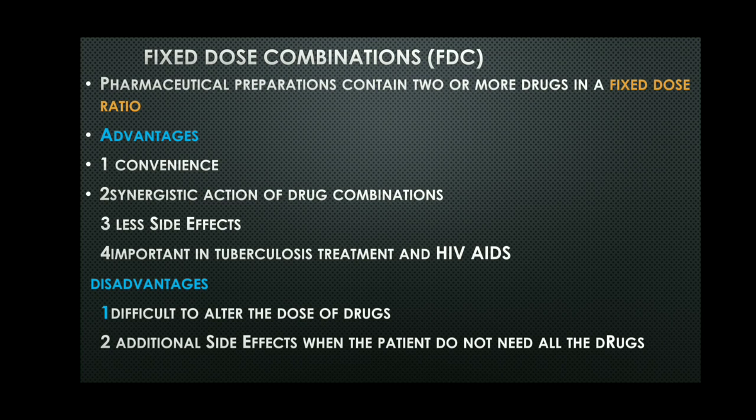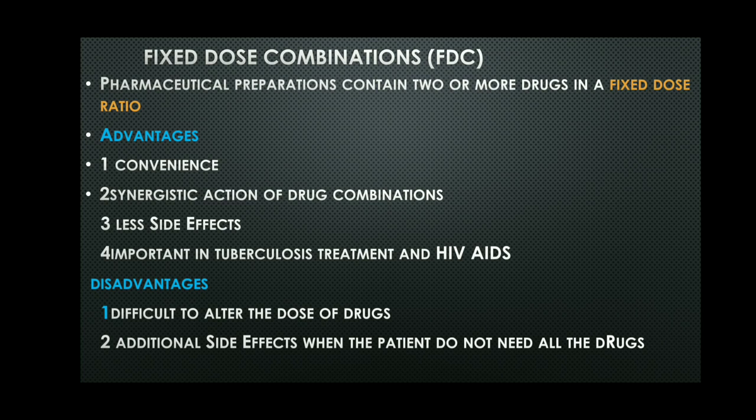Now the disadvantages. It is difficult to alter the dose of the drugs. Obviously, when we are giving a combination of 2 or 3 drugs, it is in a fixed dose ratio, so it is difficult if the patient requires drug A more and drug B less. We are not thinking that much, we are just prescribing the fixed dose ratio.